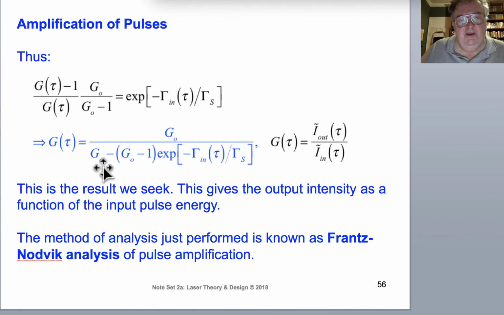Here's the final bottom line result for the gain as a function of tau in terms of the small signal gain, G0, and the saturation fluence and the input fluence. The input fluence again is the total energy you put in to your system. The shape doesn't matter. It's just how much energy you put in. This whole method of analysis that we just did is known as Franz-Nodvik analysis, by the way. Franz-Nodvik analysis for pulse amplification, I guess in honor of the 2 people who first did it, but there you go.